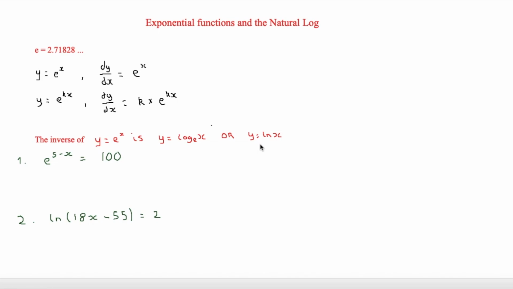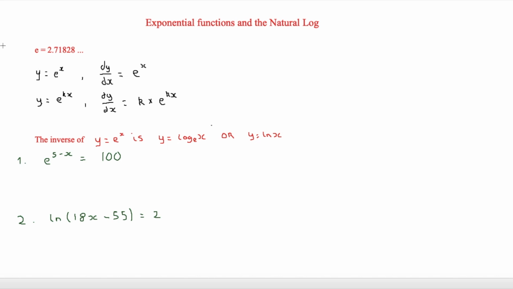This is Doug, and in this video we're looking at exponential functions and the natural log. So first of all, it's important to know what e actually is, as e is a thing that we will be working with today. And e is just a number. It's a little bit like pi in the way that it's a number which is never ending, but it is 2.71828 and then carries on and on and on.